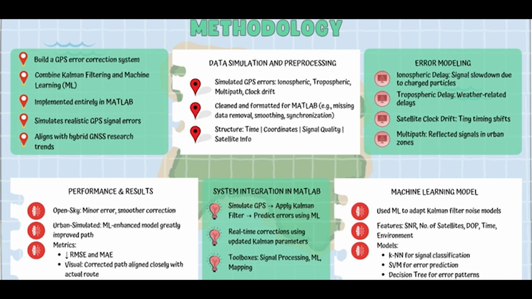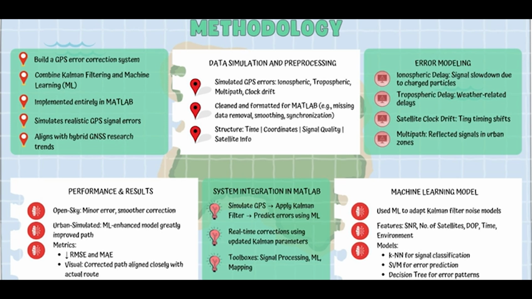Then, we tested three machine learning models, which are KNN to classify signal quality, SVM to predict error levels, and decision tree to identify where big errors are likely to happen. These models help adjust the Kalman filter settings in real time, making it more responsive to changing GPS conditions. Next, we tested the full system in two simulated scenarios. The first one is open sky with minimal interference, and the second is urban with heavy buildings and reflection. In both cases, the hybrid model significantly improved accuracy. The corrected GPS path was much smoother and closely followed the expected route.